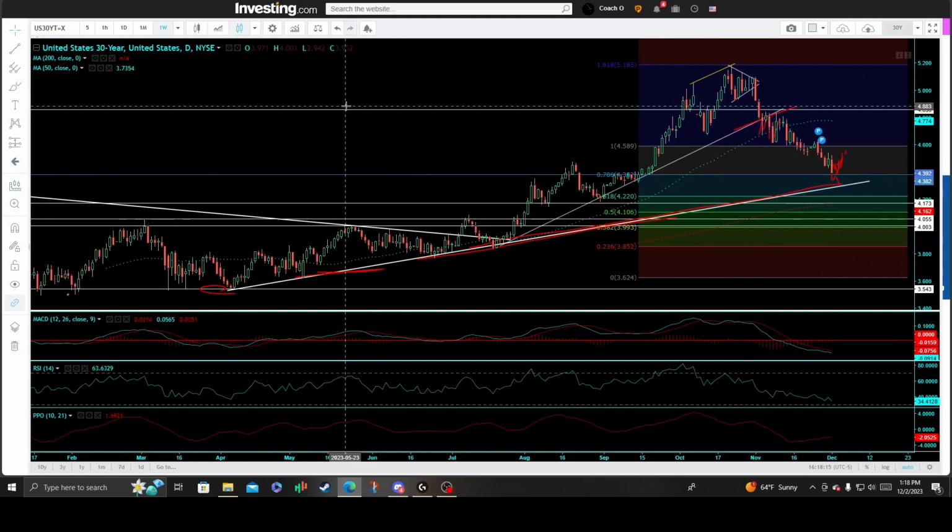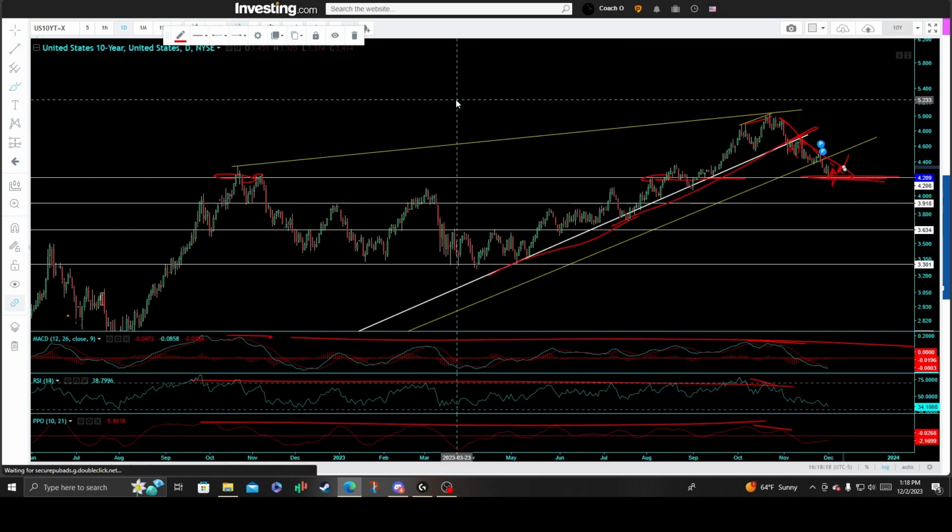But again, as far as the 30-year and especially the 10-year, I believe the 10-year and the 30-year, more so the belly and long end of the curve, offer a great short risk-reward short trade setup to the downside in bonds.